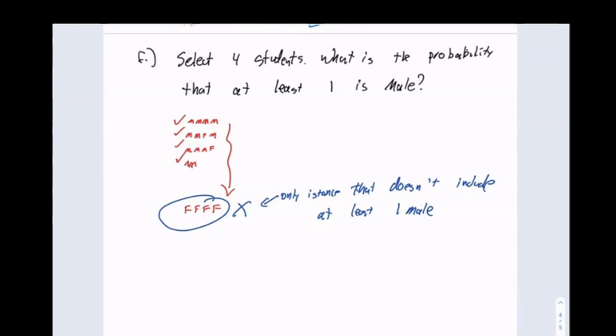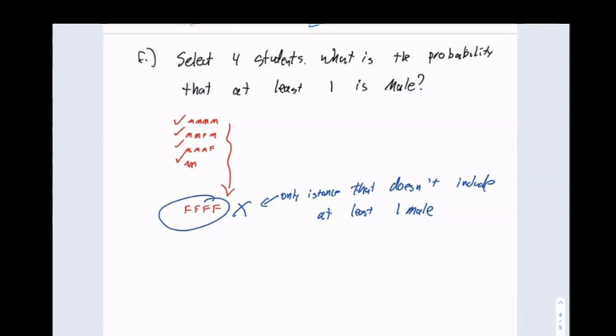I know there's 2 to the 4. There's so many different possibilities that could happen. In this case, there are 16 different possibilities. 15 of them would count as having at least one male.